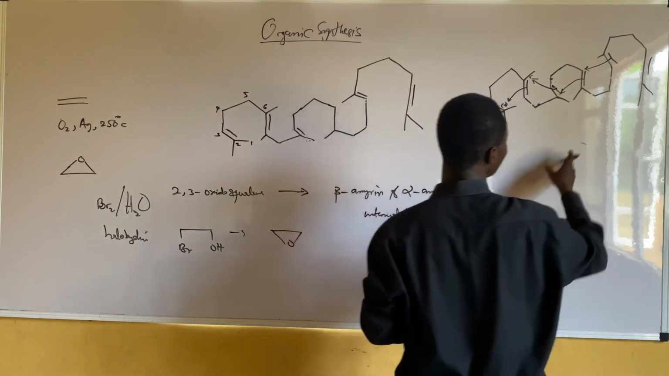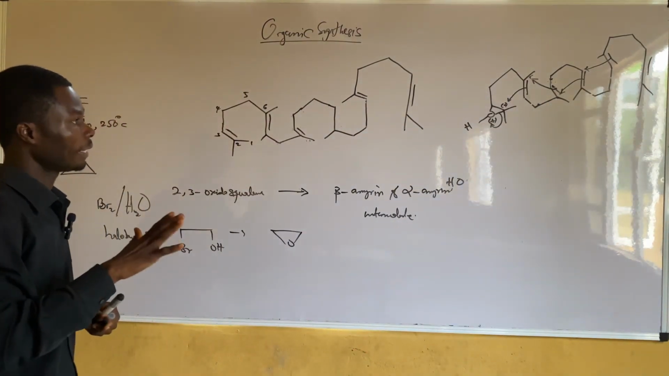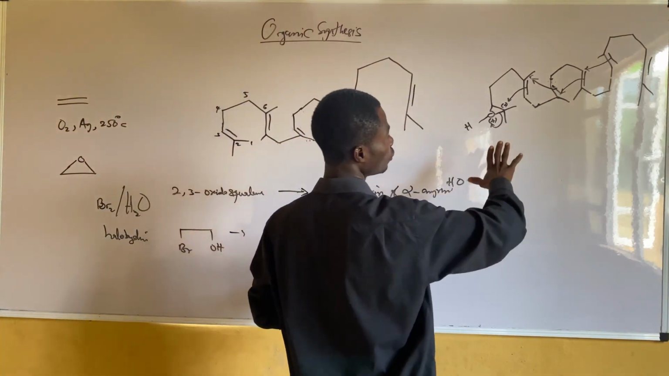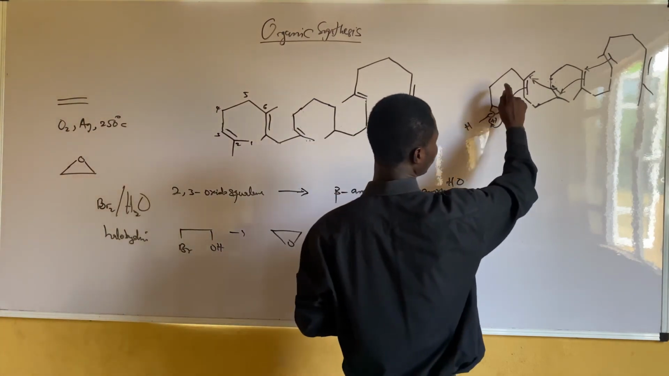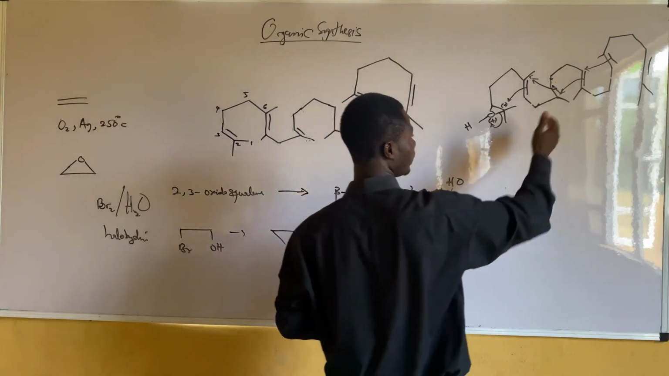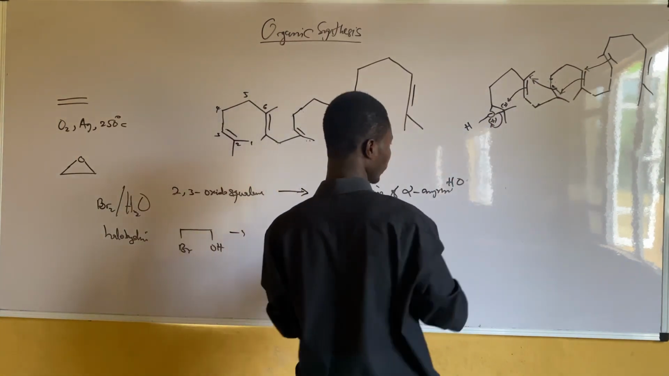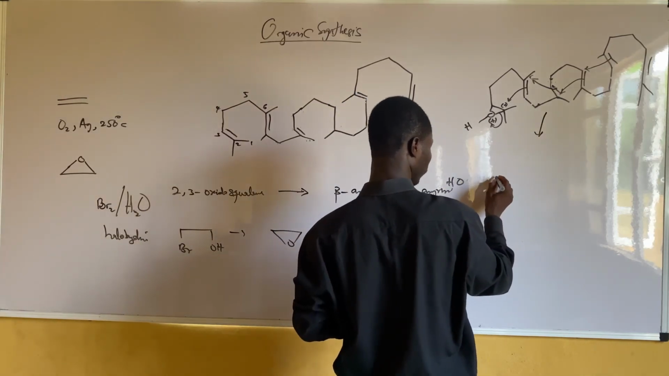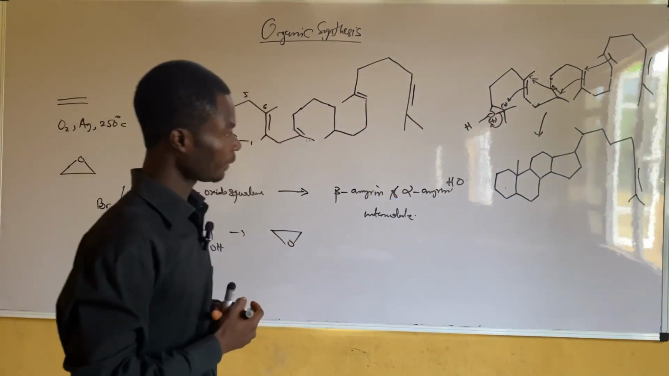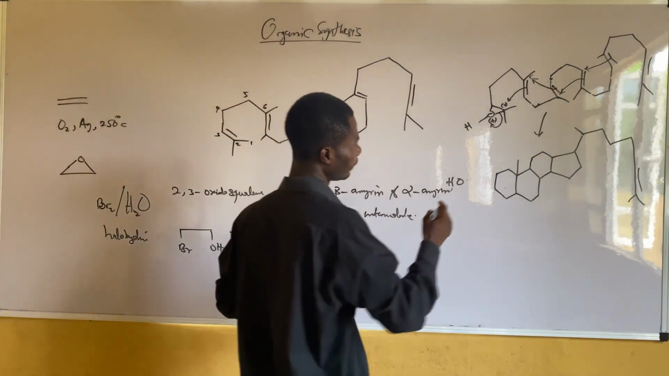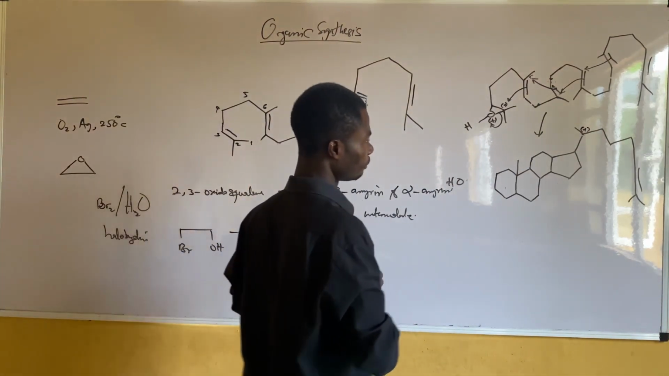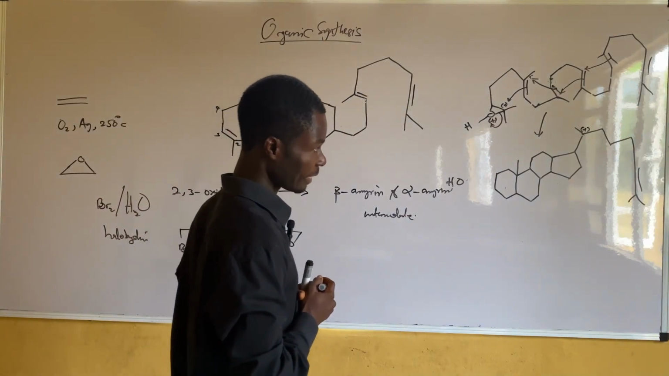So by so doing, we have been able to generate a four-membered ring, one, two, three, four, okay? So three of which are six-membered, then the fifth one is a five-membered ring. So then we have this. Now in that sense, we've been able to generate a nucleophilic center here by so doing.